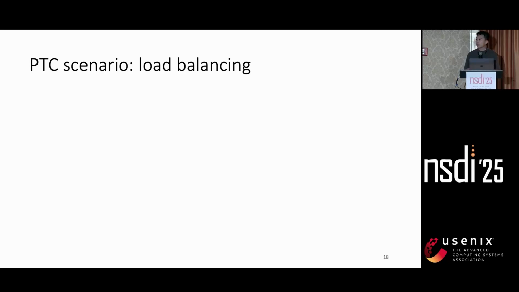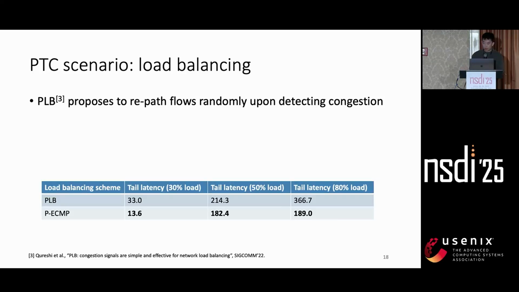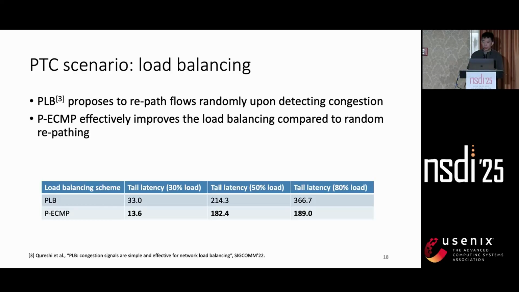Okay, another use case is load balancing. In 2022, again, Google proposed PLB, which repaths flows upon detecting congestion. Again, the repathing is random. So to validate, we use the same topology as the production network, and we adopt the same congestion detection signal as PLB. And this is some of the results. This table shows the normalized tail flow completion time at different network loads. We can see that PECMP outperforms PLB. And we have more evaluation in different scenarios. Please refer to our paper for more details.